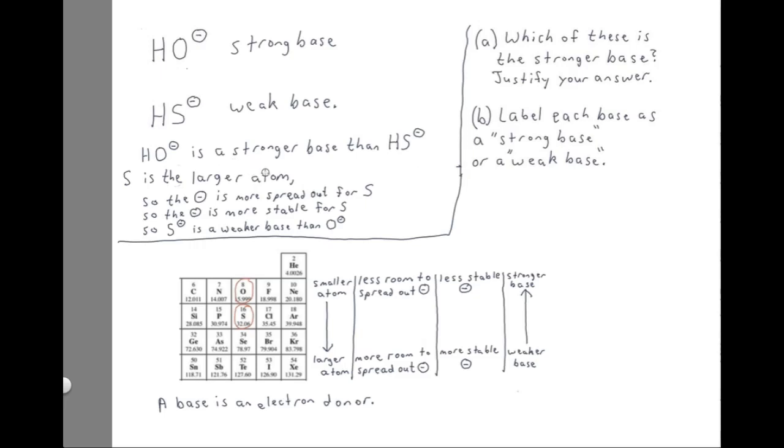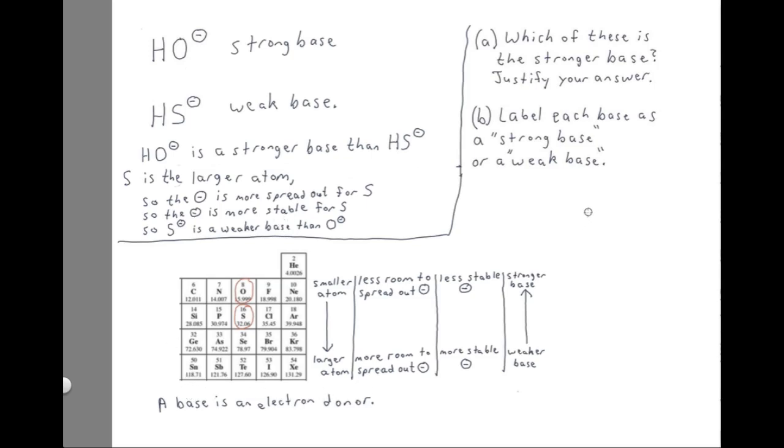Sulfur is the larger atom, so its negative charge is more spread out, which makes its negative charge more stable, which makes it a weaker base. We could add even more detail and say that since the negative charge is more stable, it's less eager to be donated. And that's the reason why S- is a weaker base, because a base is an electron donor.